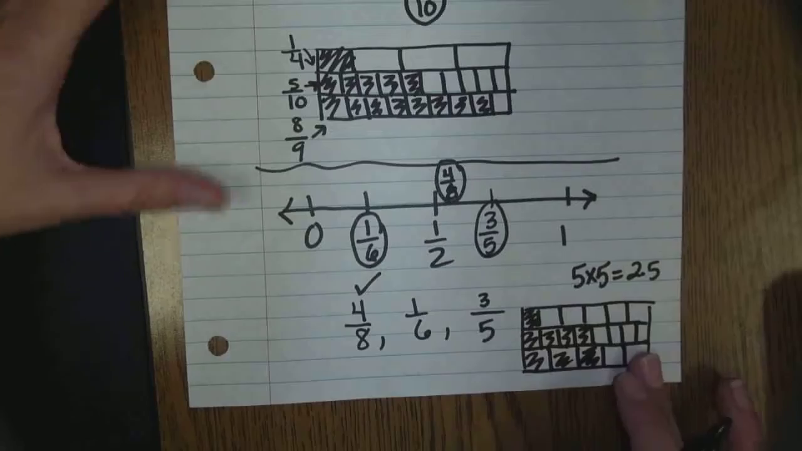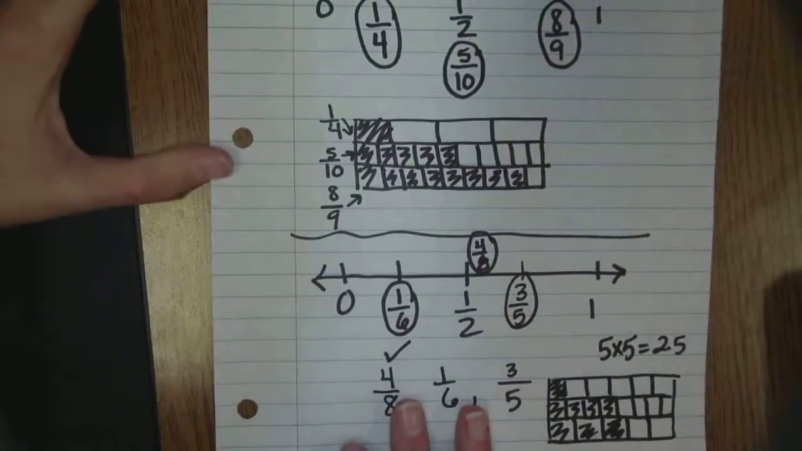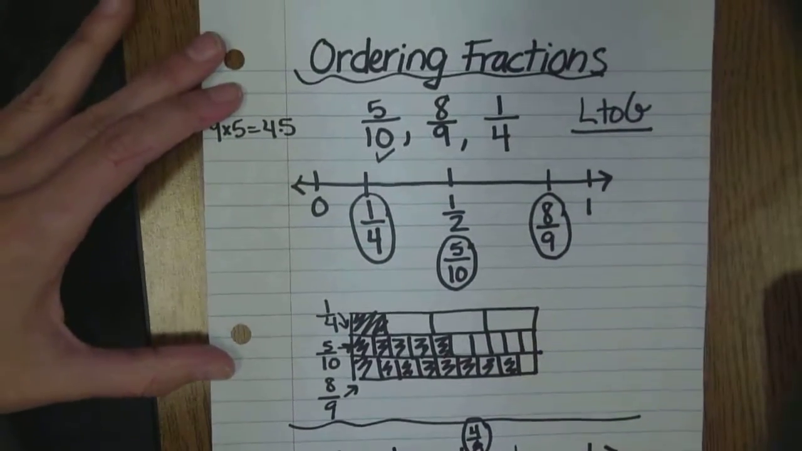So using pictures and number line benchmarks are best for ordering fractions. Once again, this is ordering fractions.